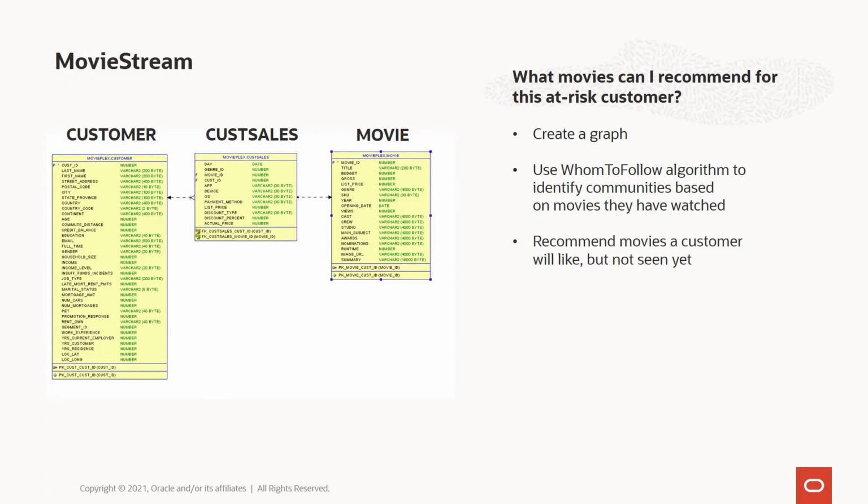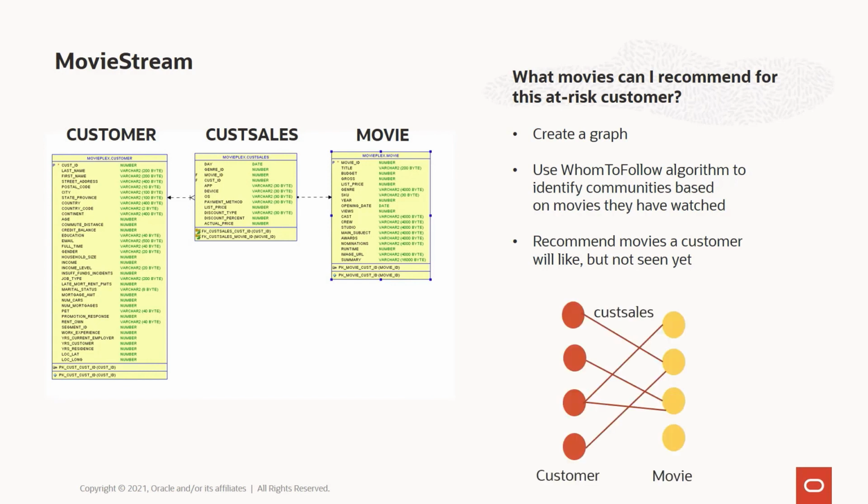And then you will use the whom to follow algorithm, one of the over 60 pre-built algorithms that are available. And you use that for a particular customer who has been identified as a potential churner. And for that customer, you identify the community that they belong to based on other customers who have similar movie watching habits. And then based on this other community, you make a recommendation for this customer that the customer will probably like, but has not seen yet. So it's a simple bipartite graph with customers, movies, and customer sales representing the edges.